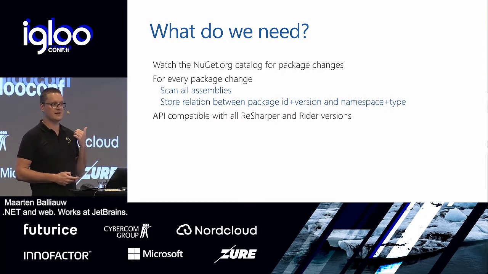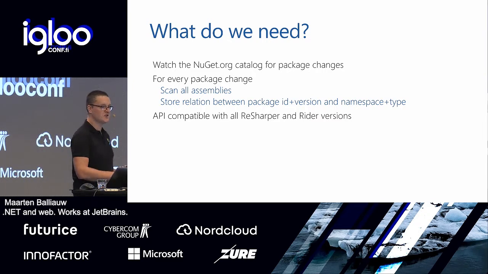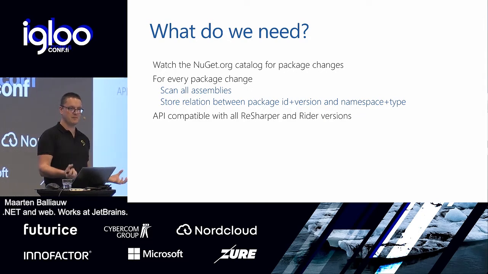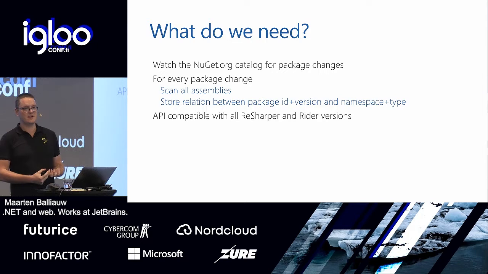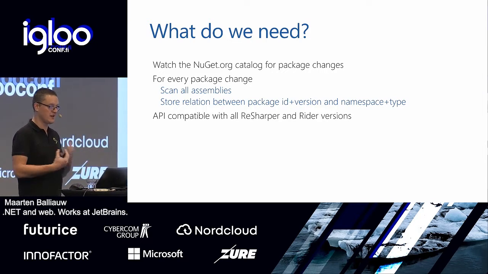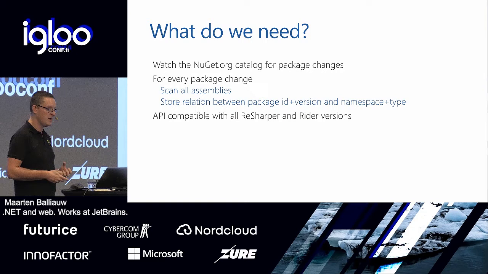First of all, we would need something that watches the NuGet.org catalog for changes and deletes. For every change in a package that is on there, we want to download the package, unzip it, because a NuGet package is just a zip file, look at the assemblies that are in there, look at the public types in all of these assemblies, and then push that into a search index somewhere to keep a link between package ID and version, as well as public type and namespace. So that's what we want to do.